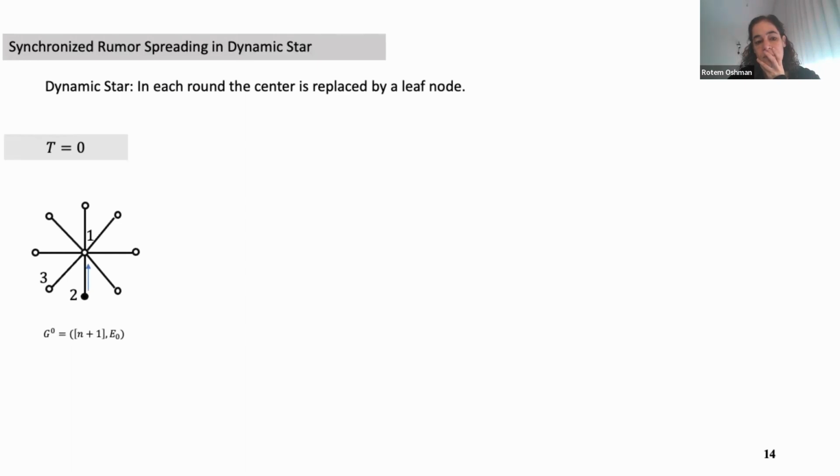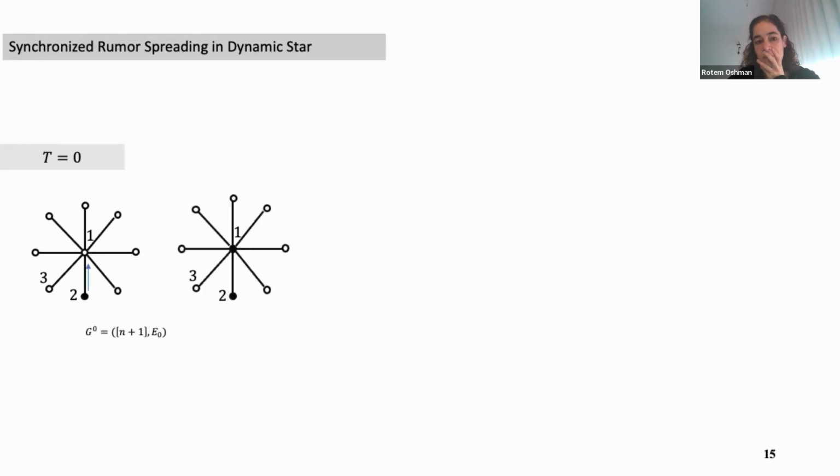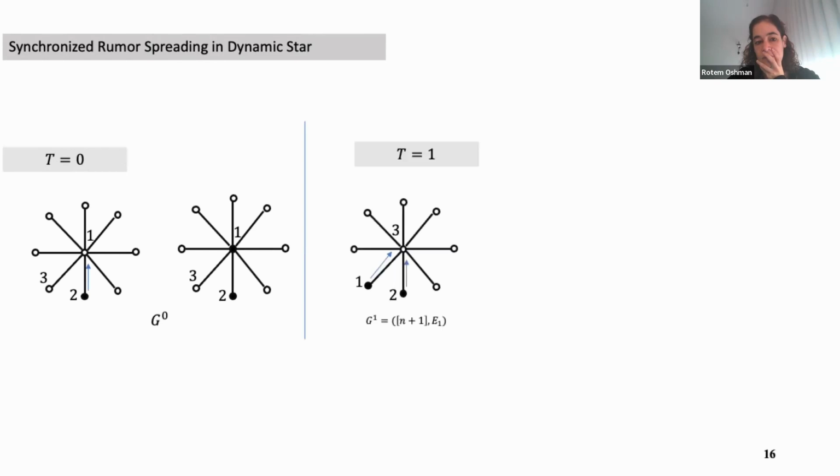Here at time 0, we have a star where the node number 2 has some piece of information or rumor. Then in the same round, at time 0, the leaf node number 2 pushes the rumor to the center, and then the center becomes informed. At time 1, the leaf node number 3 is replaced by the center and similarly gets informed at this round.